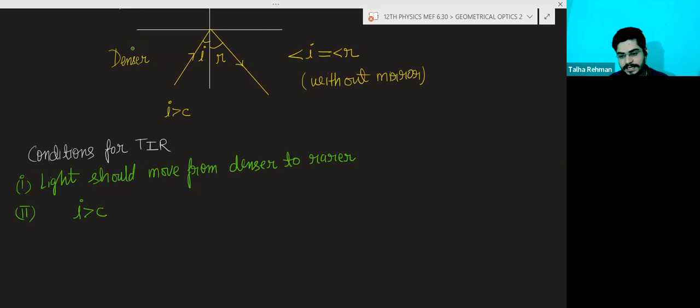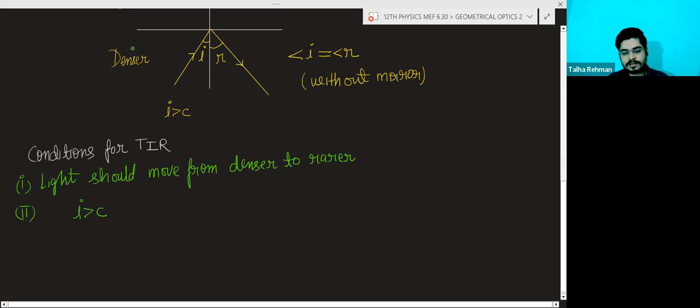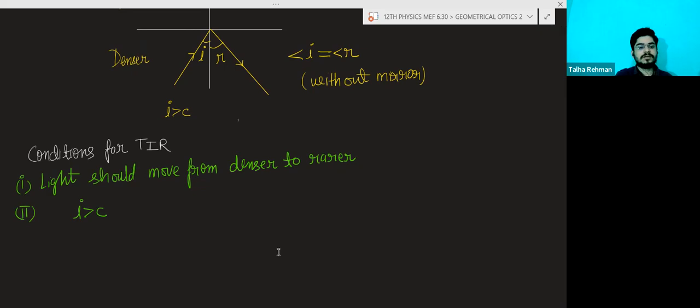And you should know what is critical angle. The angle of incidence for which the angle of refraction becomes 90 degree, and there is a grazing of light. Now we can calculate the critical angle.